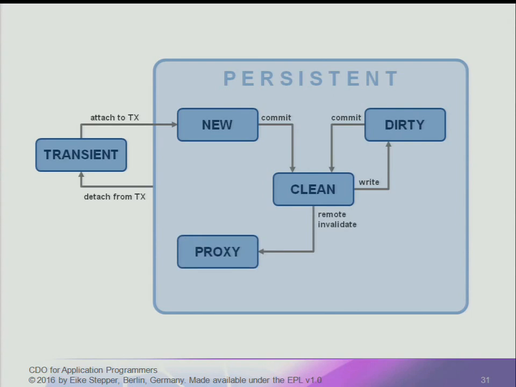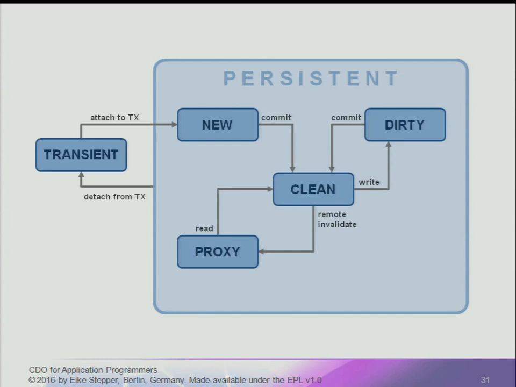Then you remember that the model repository notifies other EMF clients, other CDO clients. When that happens, loaded objects go into a proxy state. That basically means the revision pointer is set to null. And when your application calls a getter on this object, it is read from the repository and it gets into the clean state again.